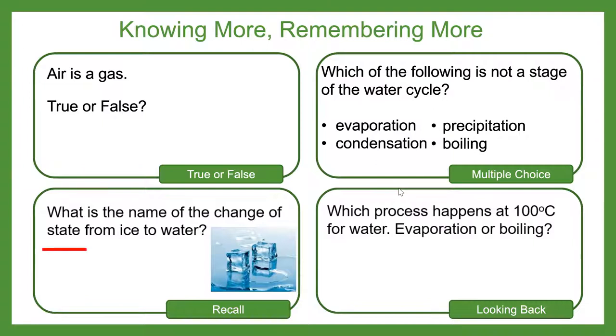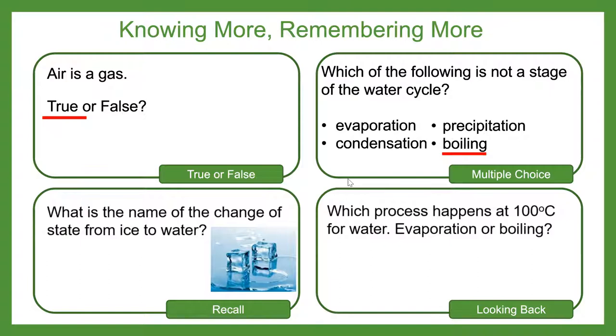Okay, let's see how we did. Question one: air is a gas, that is true. Our next question, question two: which of the following is not a stage of the water cycle? The answer is boiling. We know that evaporation, condensation, and precipitation are all part of the water cycle, so the answer must have been boiling.